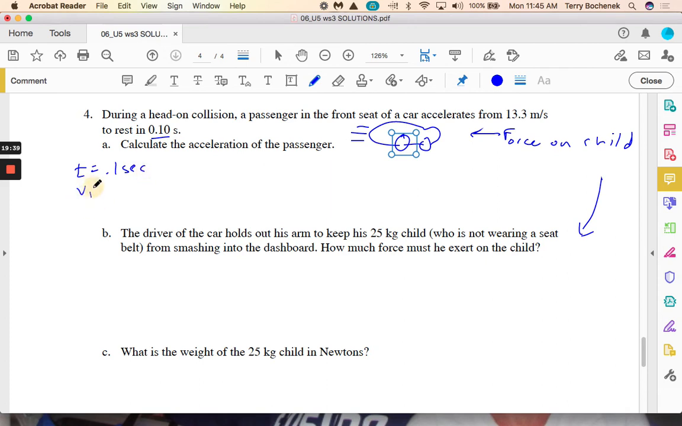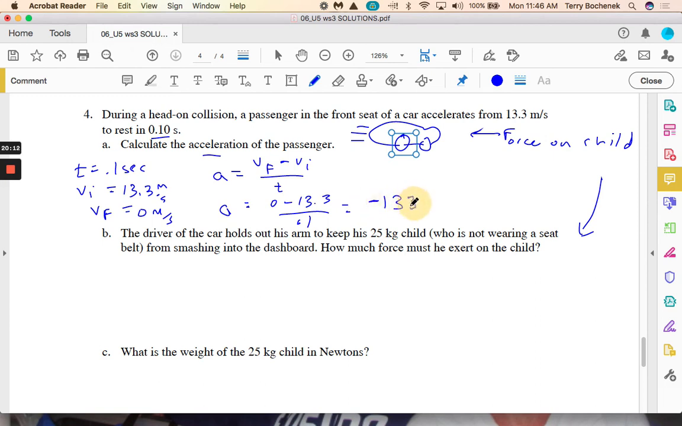The car's initial velocity is 13.3 meters per second. Final velocity, if we're stopping, is going to be 0. So we get a little bit easier work here. Calculate the acceleration. So we could use the a equals v final minus v initial over t, and plugging things in, 0 minus 13.3 divided by 0.1 is going to be negative 133 meters per second squared.